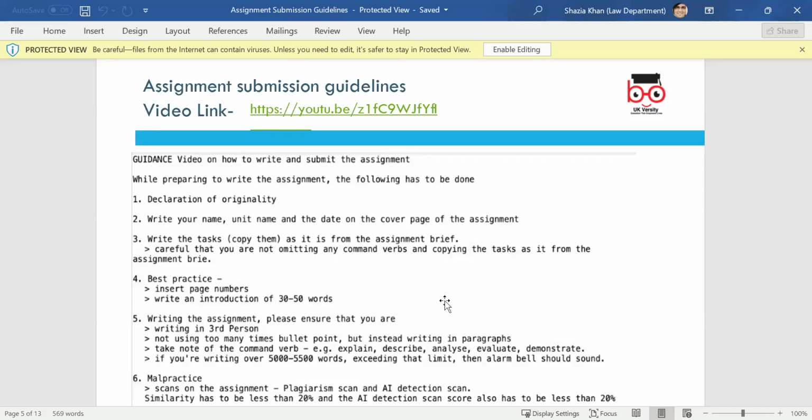Do not change the wording of the tasks, okay? Because some people tend to change the wording. Don't change the wording. Best practice, insert page numbers. They also say write an introduction of 30 to 50 words.